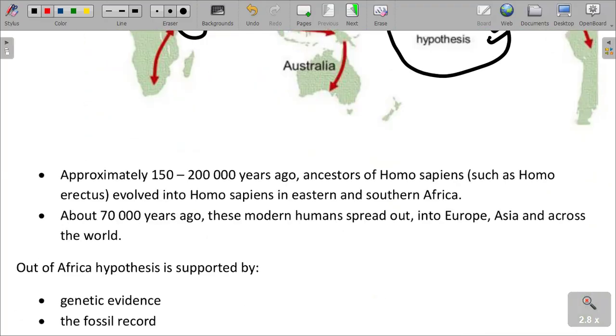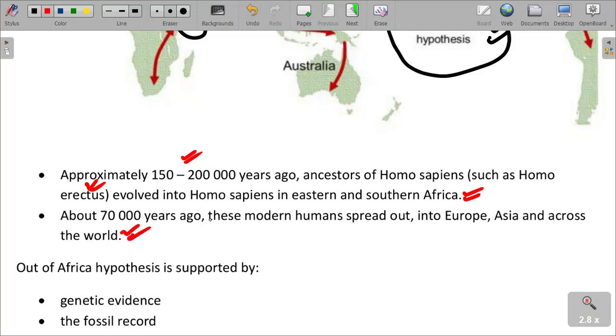Now, approximately 150 to 200,000 years ago, ancestors of Homo sapiens, such as Homo erectus, evolved into Homo sapiens in Eastern and Southern Africa. About 70,000 years ago, these modern humans spread into Europe, into Asia, across the world.